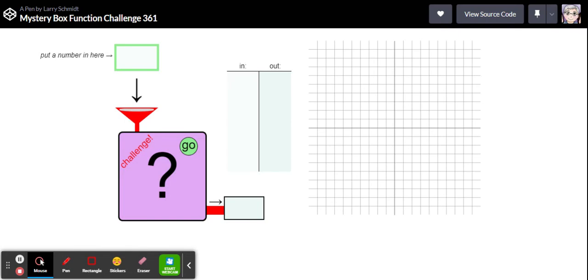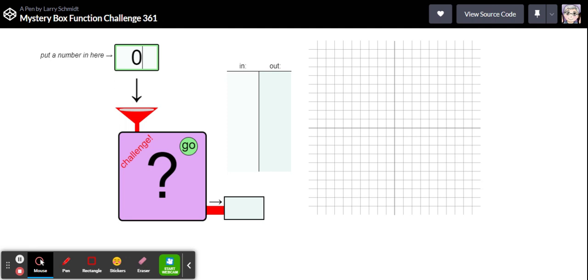Hello everybody and welcome to another mystery box function challenge. In the purple mystery box there is some math and your challenge is to figure out what it is. It's the last week of our year-long series, so every day is a special challenge day. So this math inside the purple box is going to be particularly challenging today. If you'd like to try it out on your own, you can use the link in the description, and when you've got an idea, come on back and see if we get the same thing.